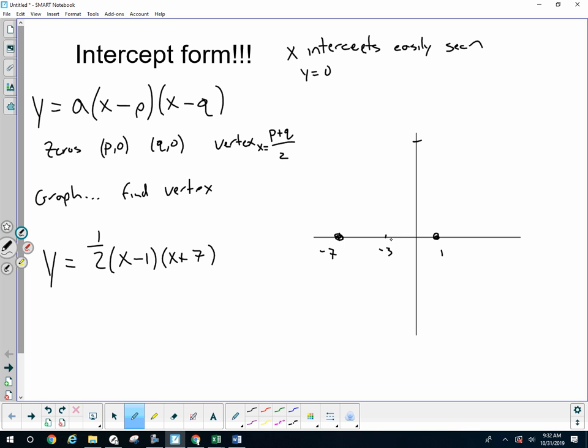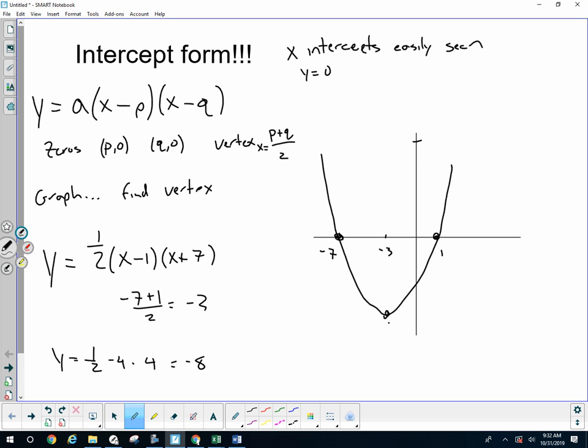Because this is a distance of 4 away, this is a distance of 4 away. If I did negative 7 plus 1 over 2, I would get negative 3. And then you'd plug in negative 3, negative 4 times. Yep, look at that. Oh, that's 4. So this would be 16, negative 16 times a half would be negative 8. Look at that. So negative 8 would be down here. Then this is your graph. Negative 3, negative 8.